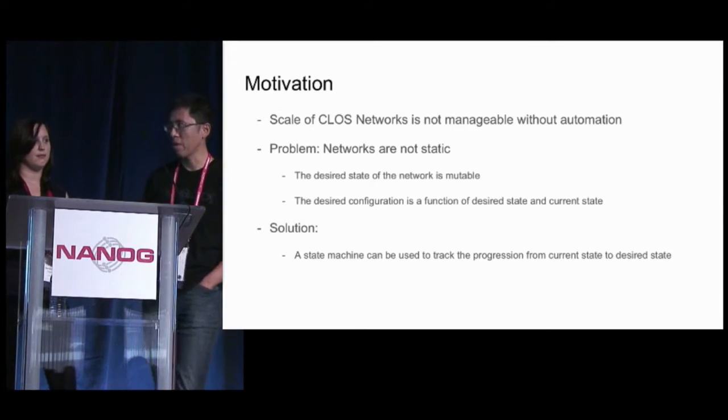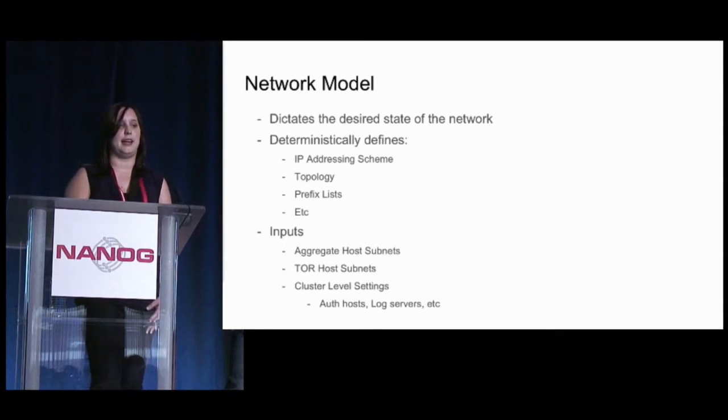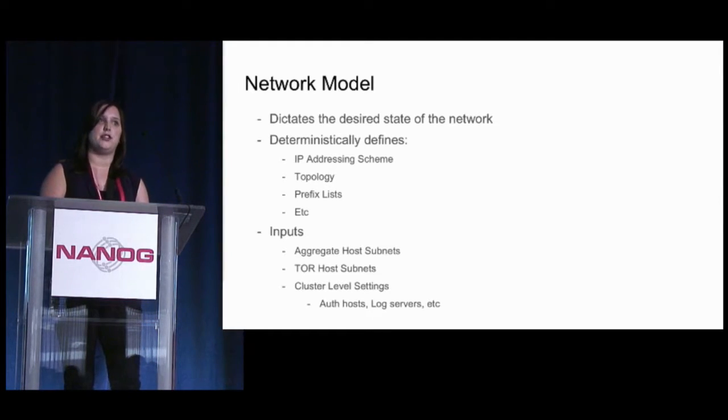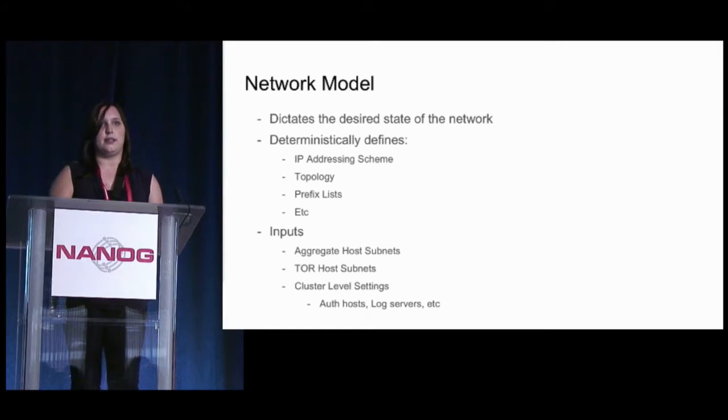So we'll go next. Yep, so obviously the first thing we need is to establish that desired state. One nice thing about the network we architected is that we designed it with automation in mind from the beginning. So we developed it alongside a model of it, and that model is what we use to dictate that desired state. That model deterministically defines things like our IP addressing, our topology, what we advertise out. And all of that is defined as soon as the cluster is created.